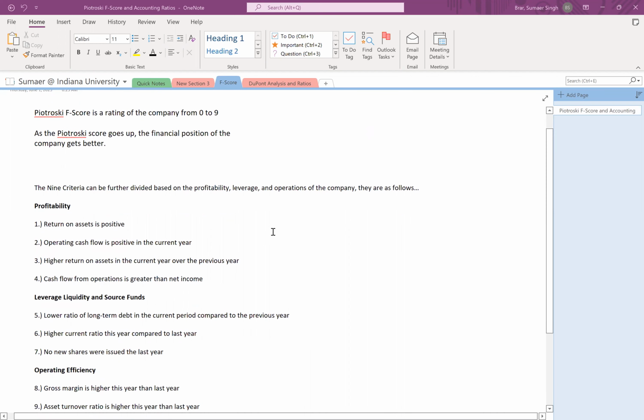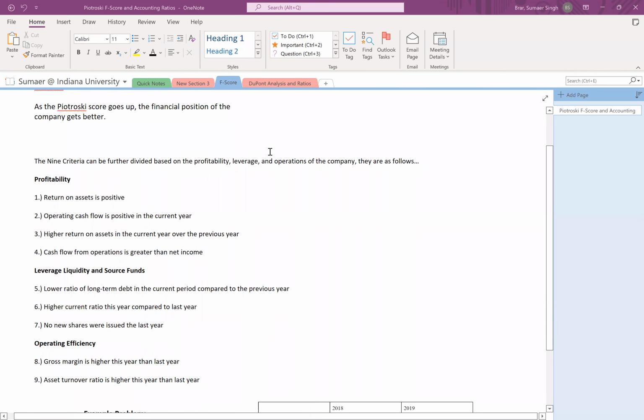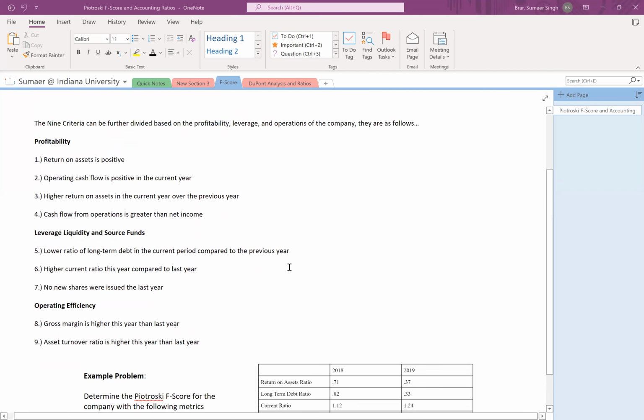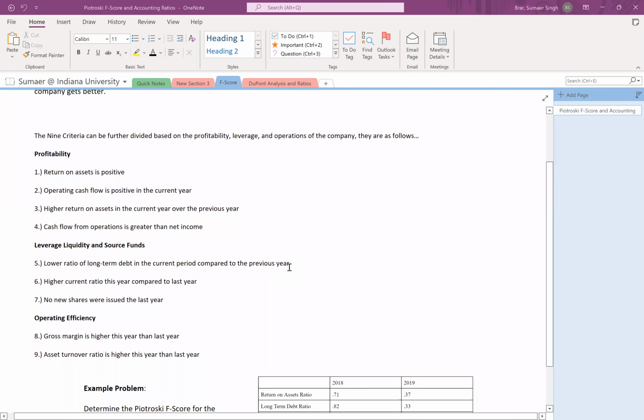There are 9 criteria based on profitability, leverage, and operations that the company must fulfill in order to calculate its Piotroski F-score. We start off with a base value of 0, and as the company fulfills each criteria, we add 1 to that base value.